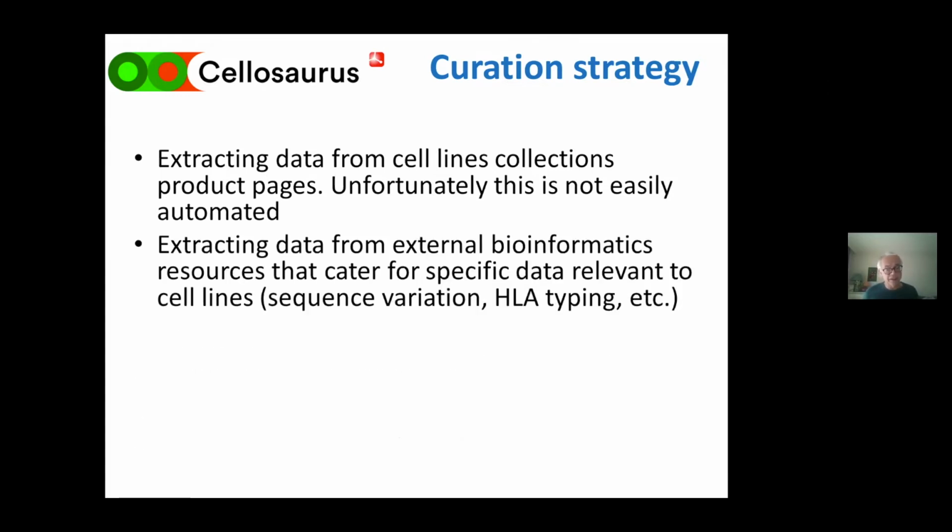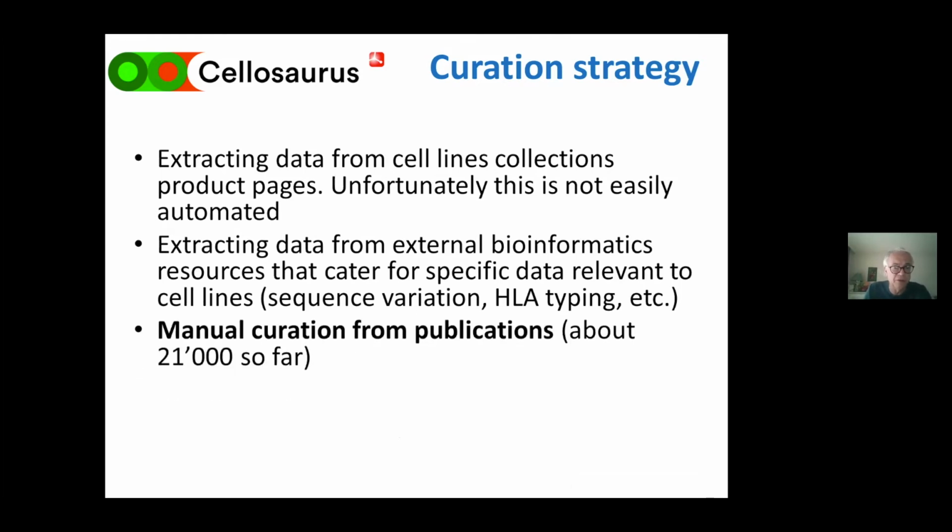Now, the second thing is to extract data from external bioinformatic resources that cater for specific data. And this can be done with some of the cell line resources or the different repositories, which I described a few minutes ago. But then the biggest input in terms of data comes from manual curation of publications, about 21,000 papers so far.